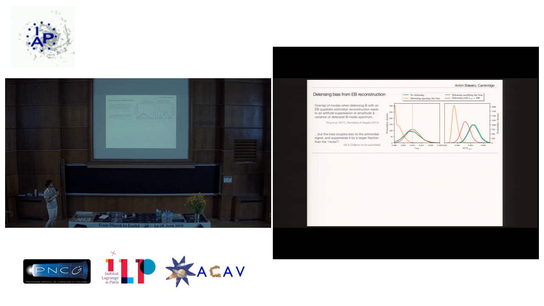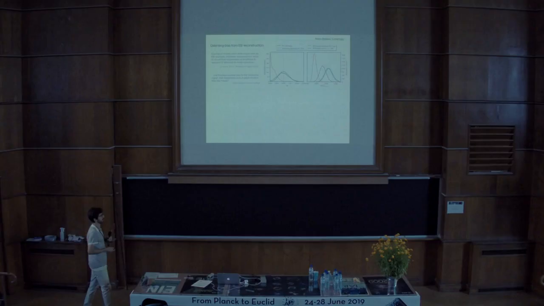And this is what got us interested in this problem, thinking that perhaps this could help you better constrain primordial B modes. But Anthony and I actually found that the bias also couples to the primordial part, and in fact it always suppresses the signal by a larger fraction than the noise, such that you ultimately end up losing information unless you mask those overlapping modes.